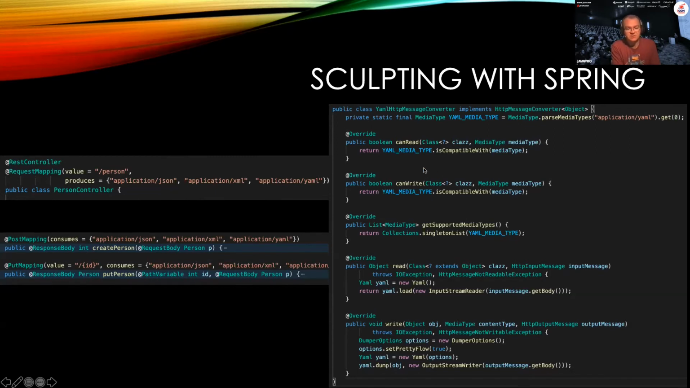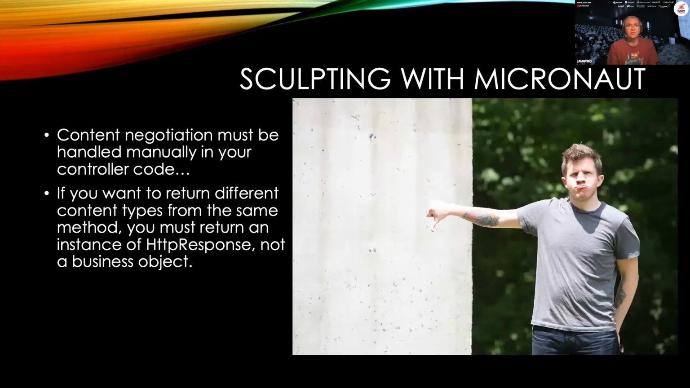It uses the same kind of syntax. As a message body reader and message body writer, it's just all one interface, so you have a canRead and a canWrite. This is where you do your check to make sure, if they have an Accept header of application/yaml, then we'll use it, and then we'll use the SnakeYAML APIs to read or write the data back to the client.